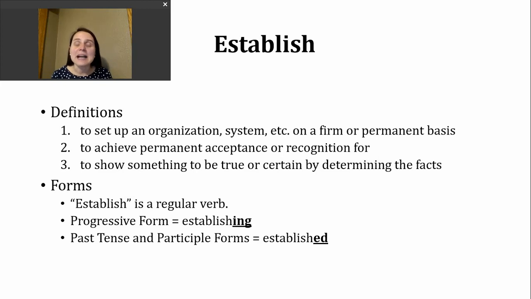Finally, another way you might hear the verb establish used is to show something to be true or certain by determining the facts. If you follow judicial or news about our criminal investigation system, or you watch maybe TV shows that involve courts, you might hear this word establish being used.